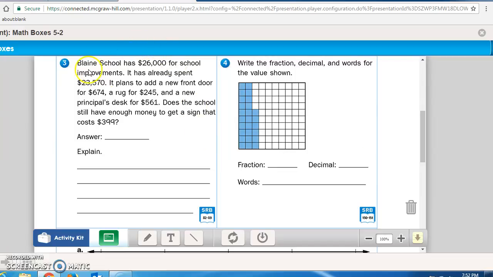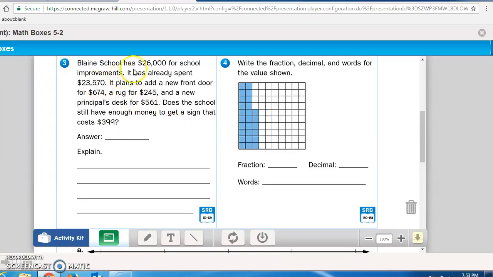Number 3. Blaine's school has $26,000 for school improvements. It has already spent $23,570. It plans to add a new front door for $674, a rug for $245, and a new principal's desk for $561. Does the school still have enough money to get a sign that costs $399?